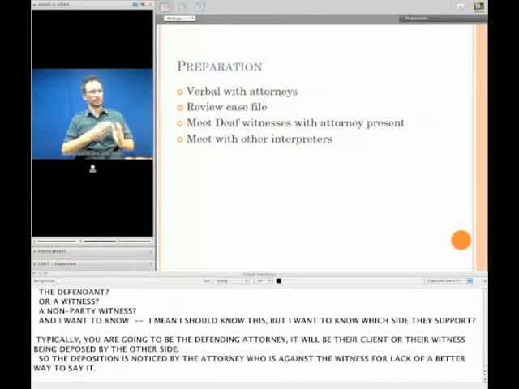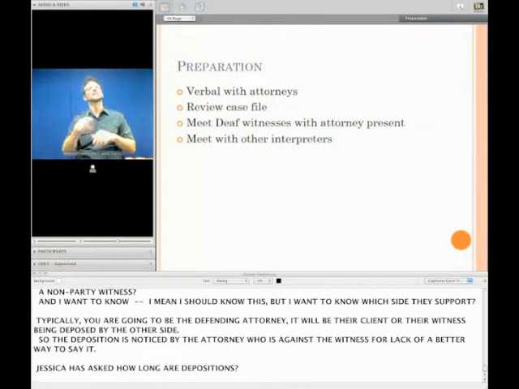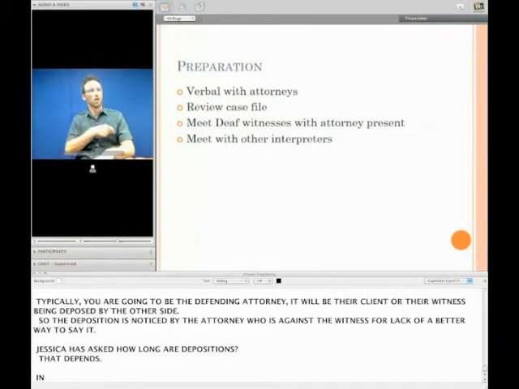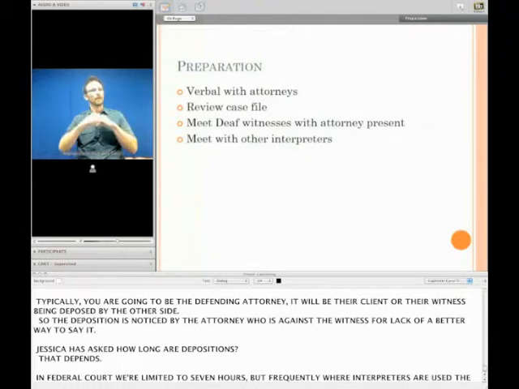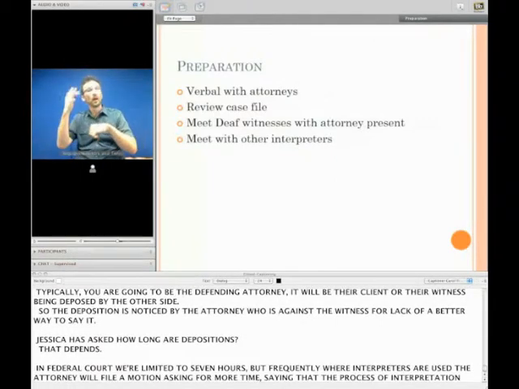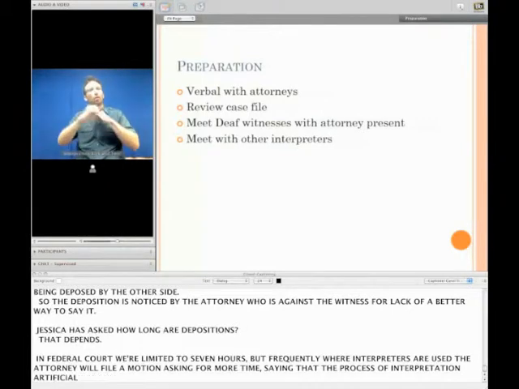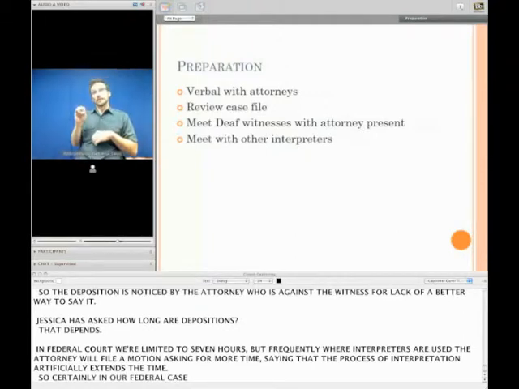Jessica has asked how long are depositions? That depends. In federal court, we're limited to 7 hours, but frequently when interpreters are used, the attorneys will file a motion asking for more time, saying that the process of interpretation artificially extends the time. So certainly in our federal case that we did with all of the plaintiffs in the class action, each deposition was specifically agreed to be 2 7-hour days.